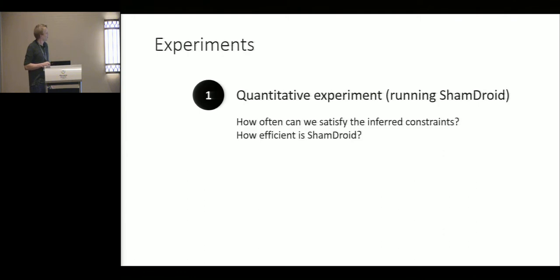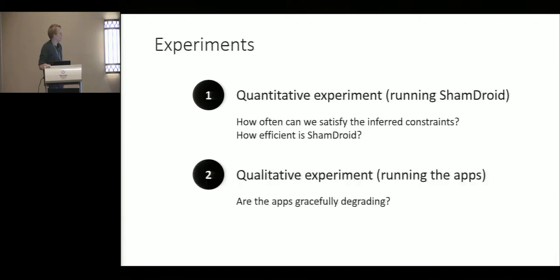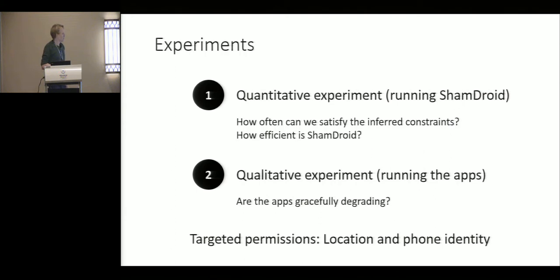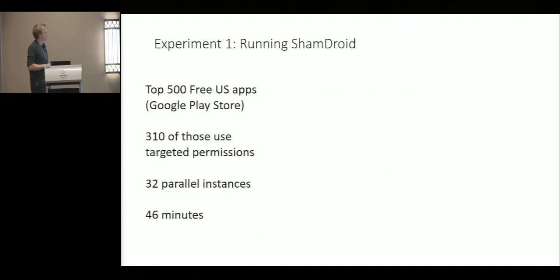So as for the experiments, we evaluated this in two ways. First of all, we just ran it on a lot of applications and asked ourselves, can we actually satisfy the inferred constraints? And how efficient is our analysis in these cases? And second of all, the qualitative experiments, where we took a subset of these applications and actually ran them on the device without the permission to observe whether we actually achieved graceful degradation. So we targeted here only the location and phone identity permissions. So our experiments are restricted to these two permissions.